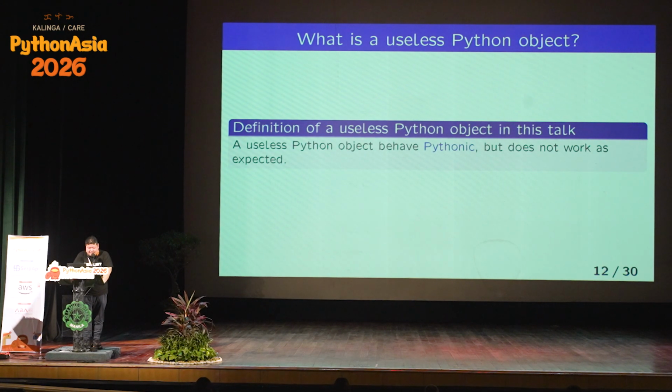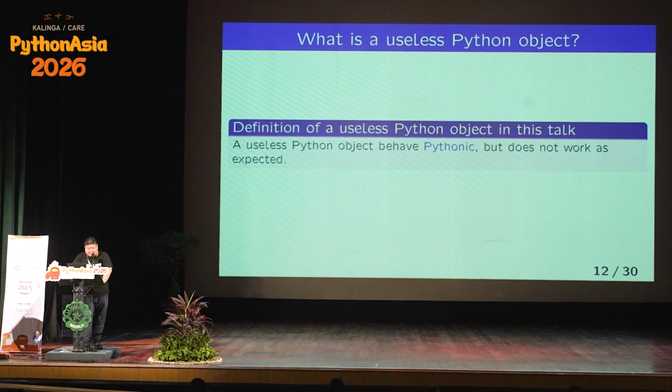So what is a useless Python object? Let me give a definition of the useless object. A useless Python object behaves Pythonic, but does not work as expected. This is important. The object follows Python rules. It has the right method. It's the right interface, but the behavior is wrong.